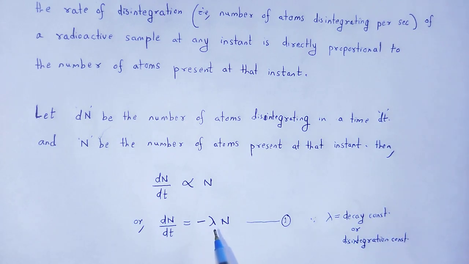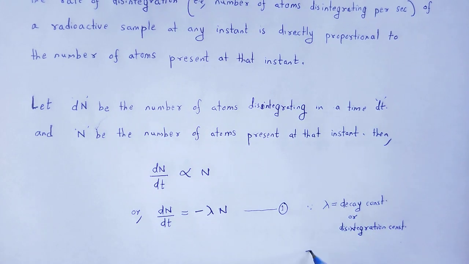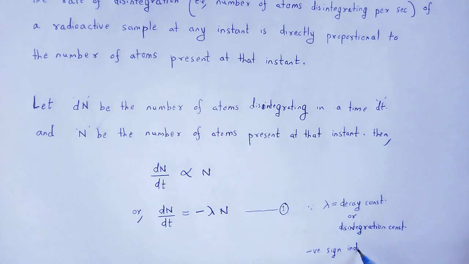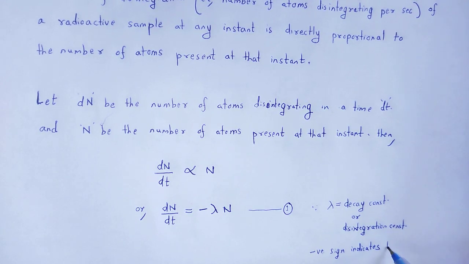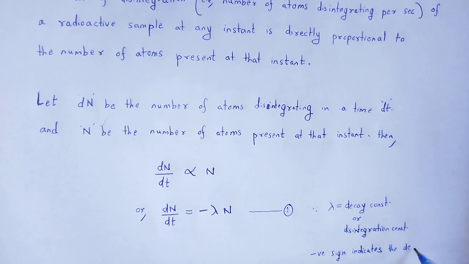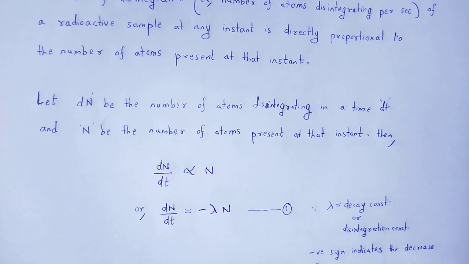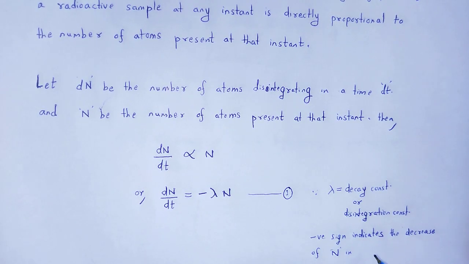Why do we use the negative sign? That negative sign indicates the decrease of N in time.